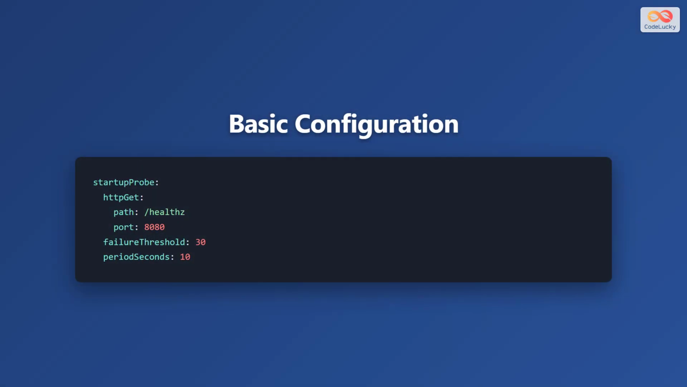Here's a basic startup probe configuration. The HTTP GET field specifies the health check endpoint at /healths on port 8080. The failure threshold is set to 30 attempts, and period seconds is set to 10, meaning the probe checks every 10 seconds. This configuration allows up to 5 minutes for the container to start successfully.